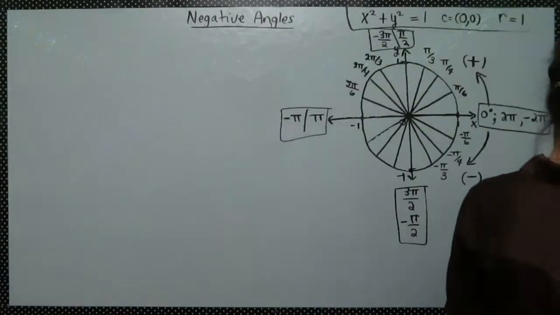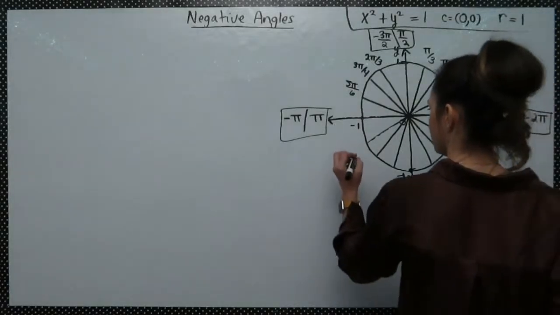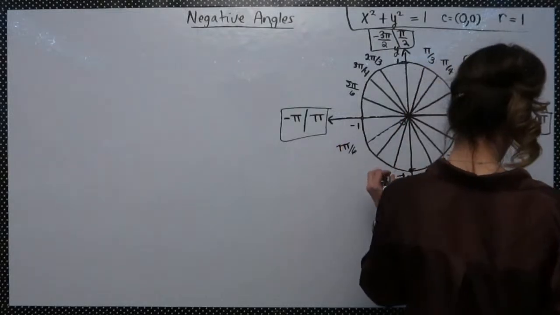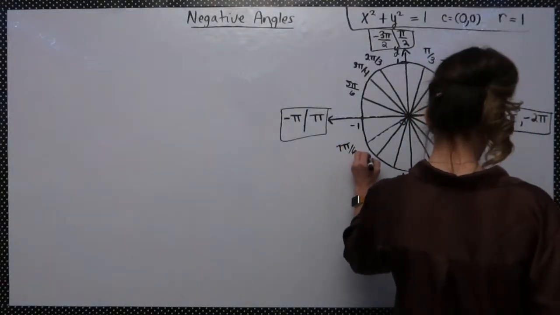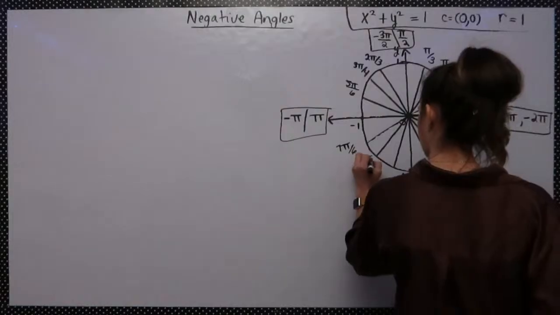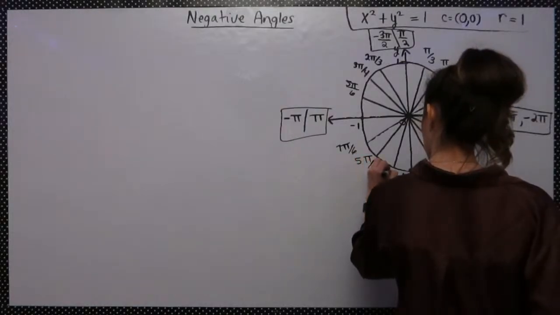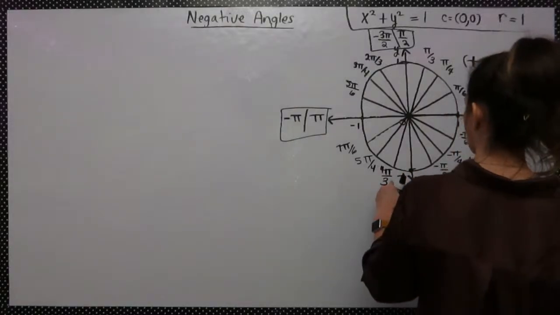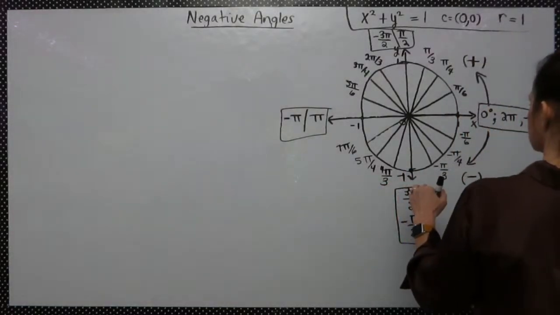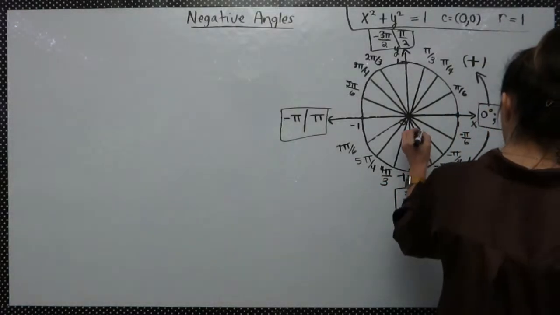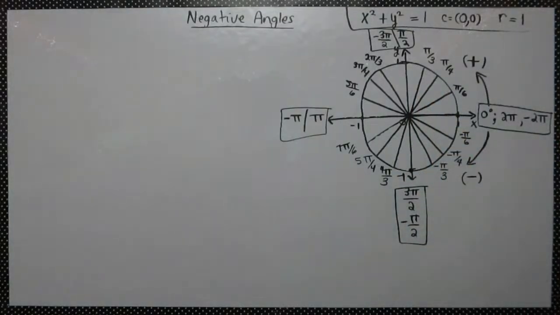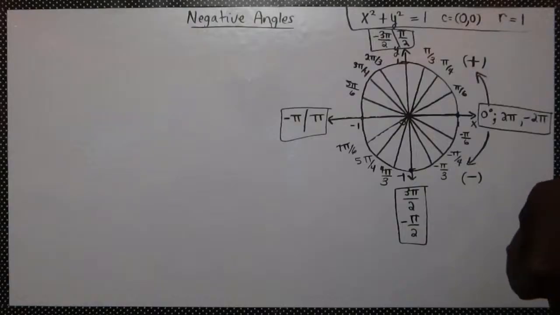All right, so let's go ahead, and this was pi right here. That was 7 pi over 6. And we've got 5 pi over 4 and 4 pi over 3. And then I'm going to not list the negative angles because I just need them for the first and fourth quadrant.